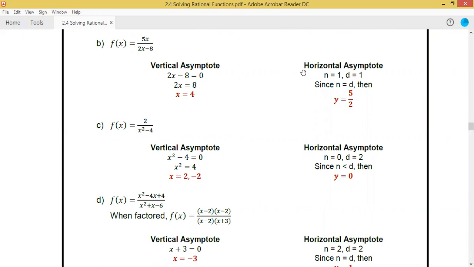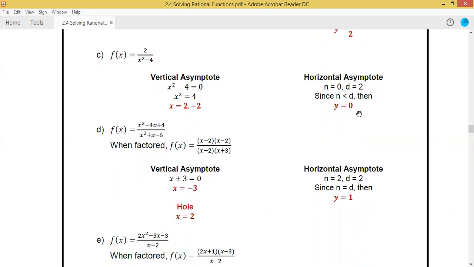For the horizontal asymptote, the degree of the numerator is 1. And the degree of the denominator is also 1. So we divide the leading coefficients. That's y equals 5 over 2.